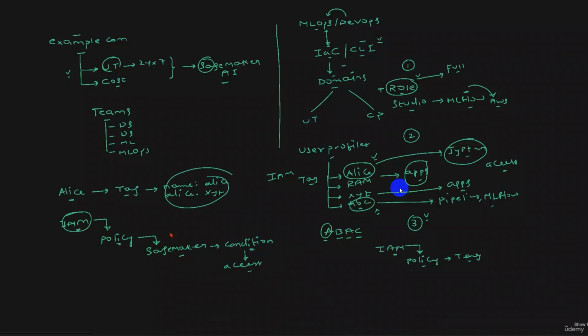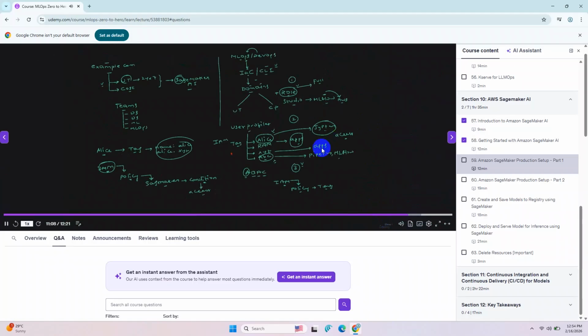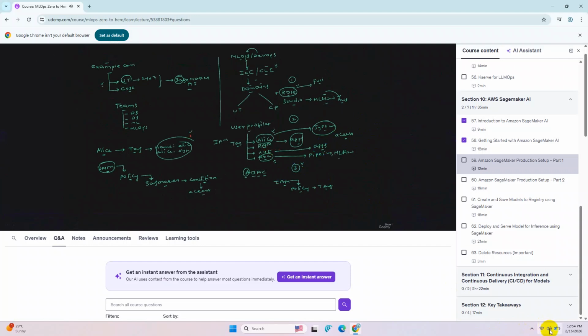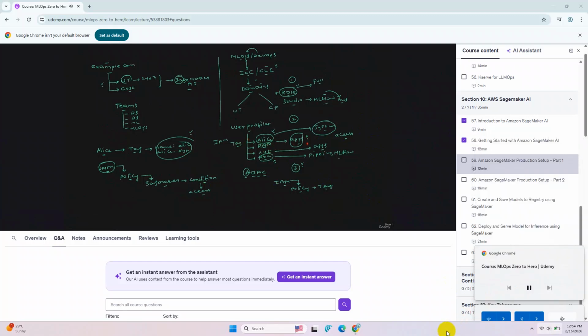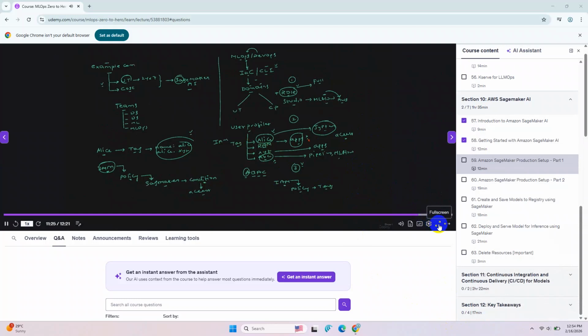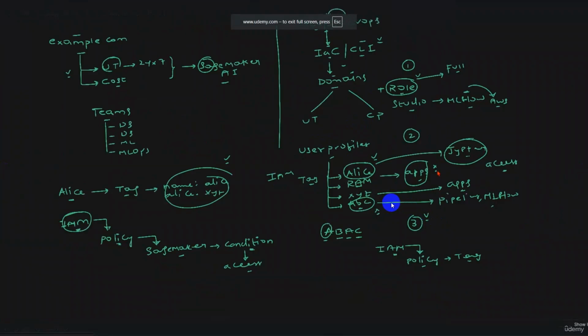So now, even if the Alice user, using their IAM user, tries to access the SageMaker AI UI, they can access the UI, they can access the domain. But when they try to access another user's profile, because the tag in their IAM user does not match the tag that's in the user profile, they get access denied. I'll show you the same thing in the next lecture. Right? We will see this in practice as well.